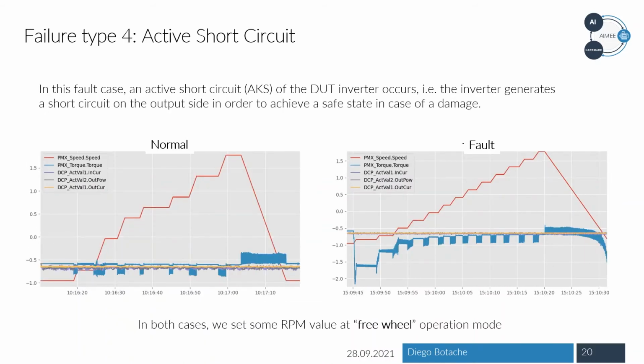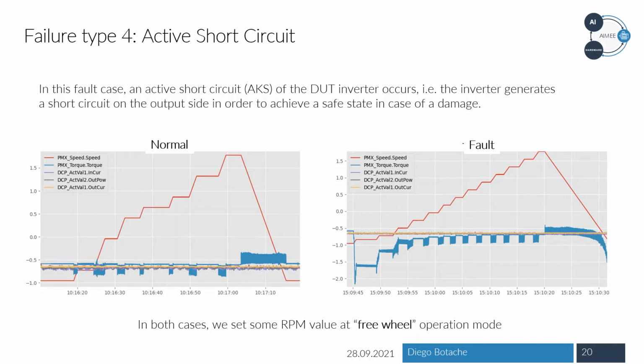Finally, we have an active short circuit, and that's a very particular failure type, because this is caused from the side of the device under test. So this is not caused by any of the sensors in the system, but this is a state of the device under test which is actually triggered when some damage or when something happened in the system, to avoid high damage of the machine.